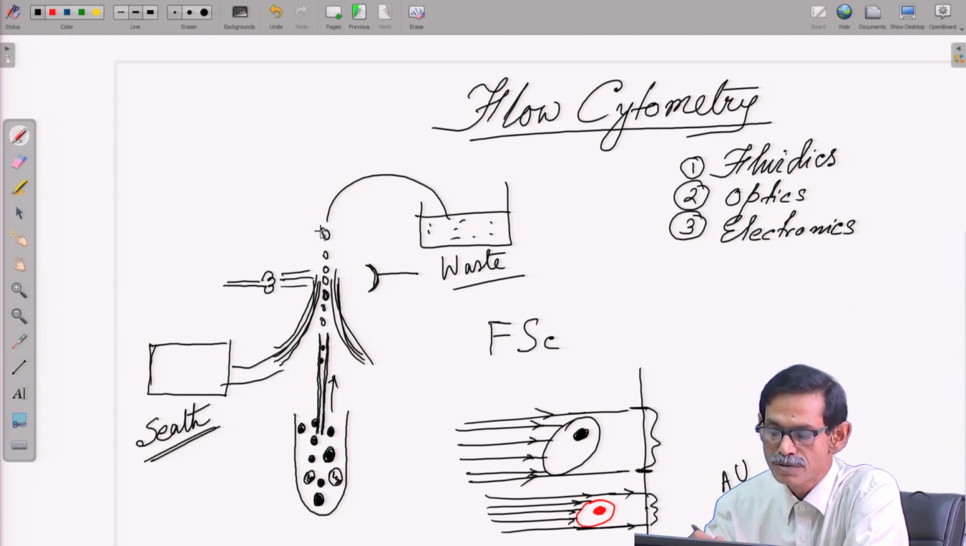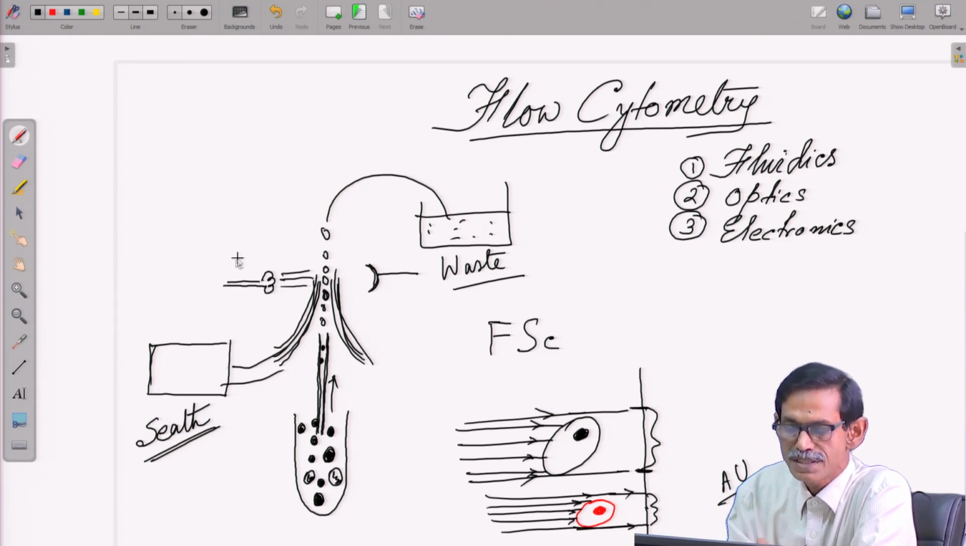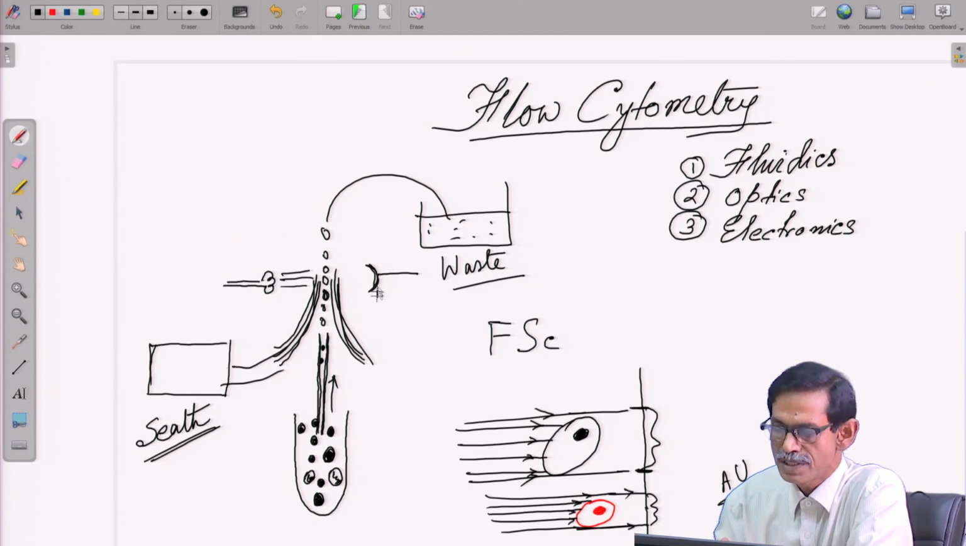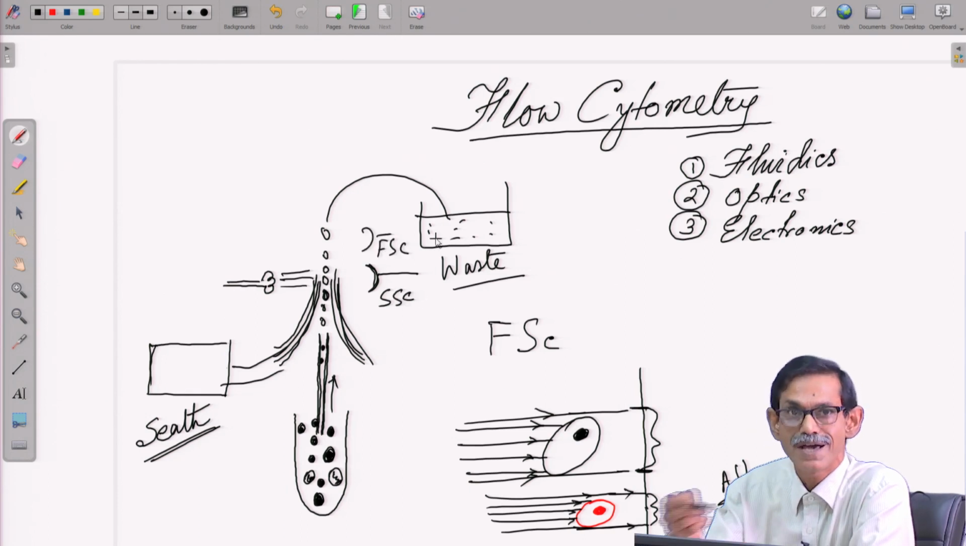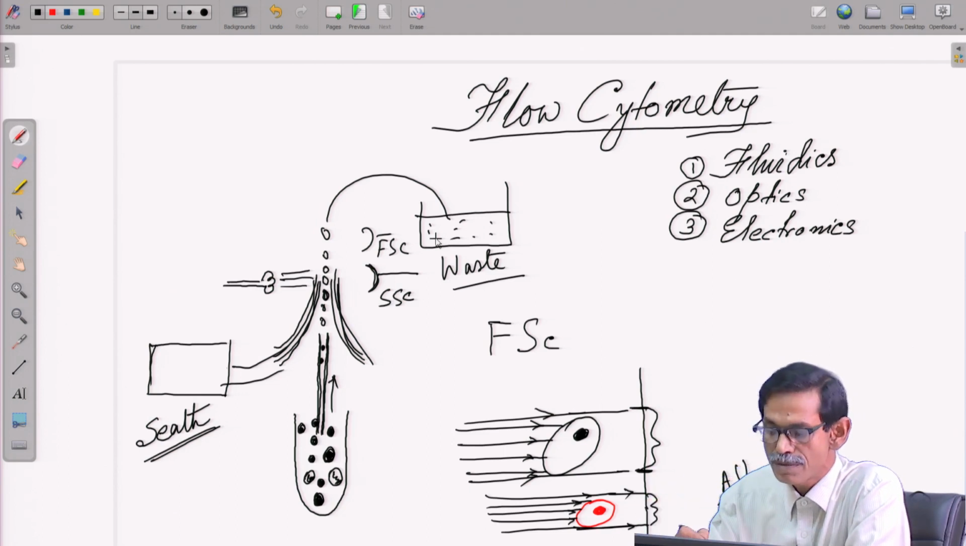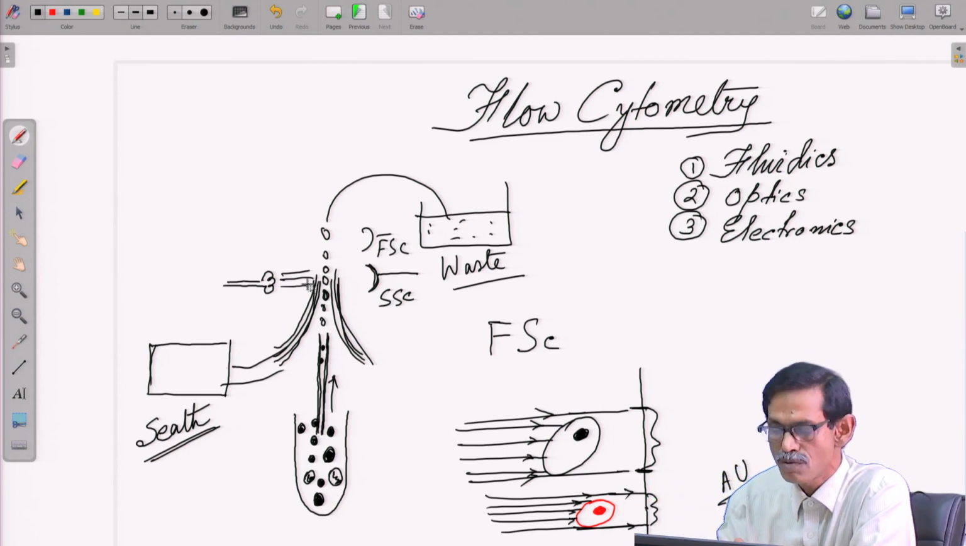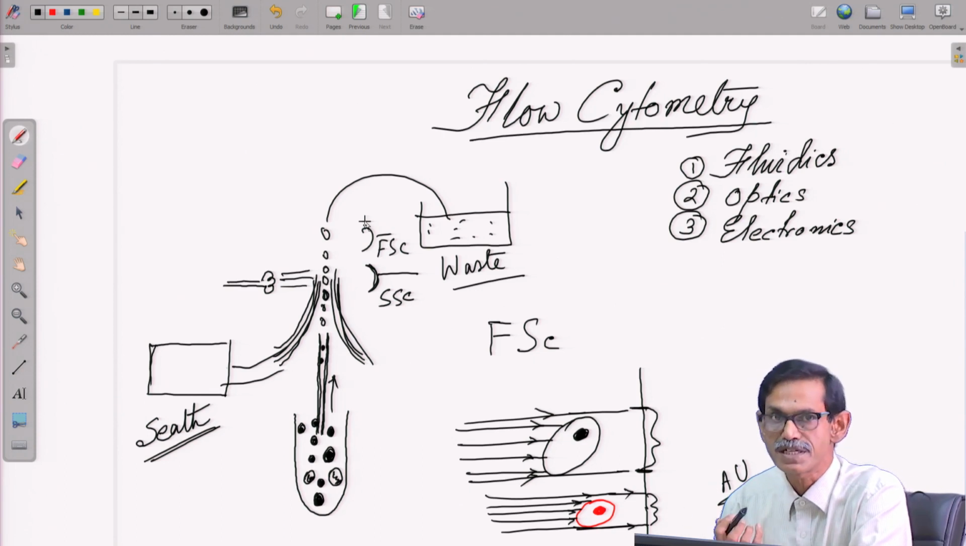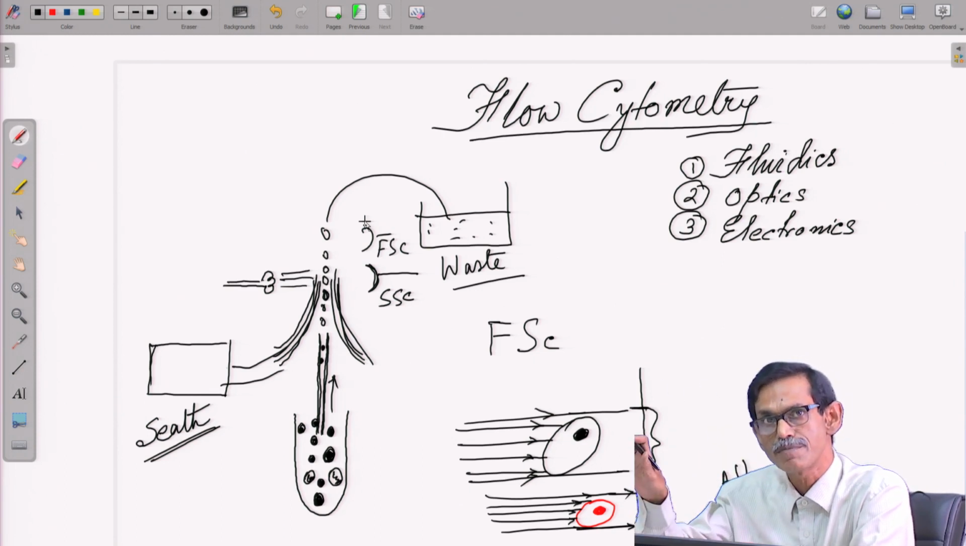But once it is going, it has several sources of light and several detectors. It has a detector for SSC, it has a detector for FSC. I will come to some more detectors. For the timing we have two detectors. So, one cell will pass here, SSC will be measured, the same cell will go here, FSC will be measured. So, size and complexity will be measured for the same cell simultaneously. So, data is stored in the computer, clear.